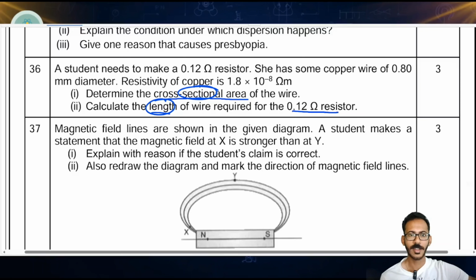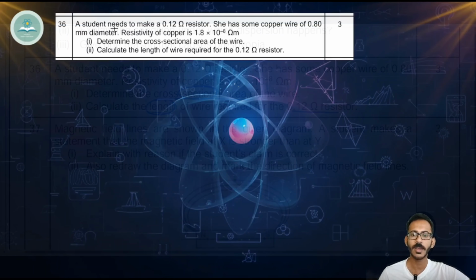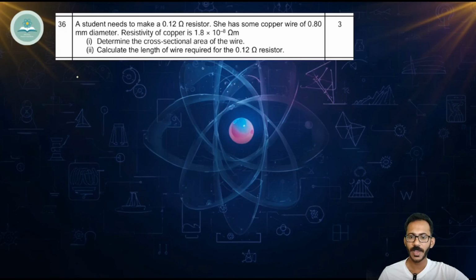We'll take it to the slide. We'll do it there. Let's write the given values first. 0.12 ohm resistor. So resistance is given as 0.12 ohm. She has a copper wire of 0.80 millimeter diameter. So diameter is given, that is 0.8 millimeter.